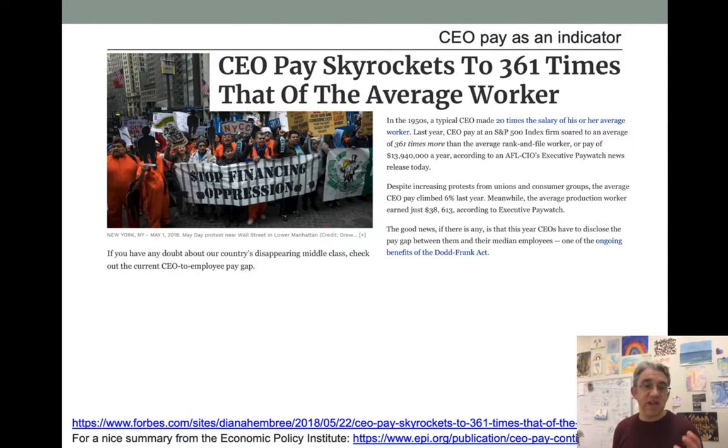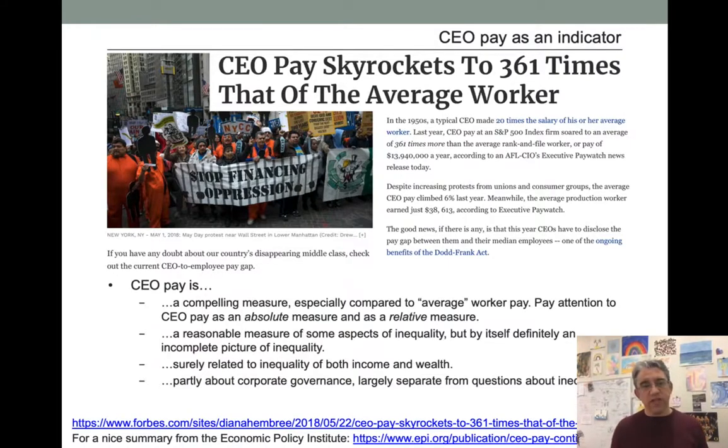In the 1950s, a typical CEO made 20 times the salary of his or her average worker. Obviously, things have changed a lot. Now, this sort of reporting has become increasingly common over the last couple of decades as that ratio has risen. I want to make a few specific points. CEO pay is a compelling measure, especially compared to average worker pay, and I think you should pay attention to it as an absolute measure and a relative measure.